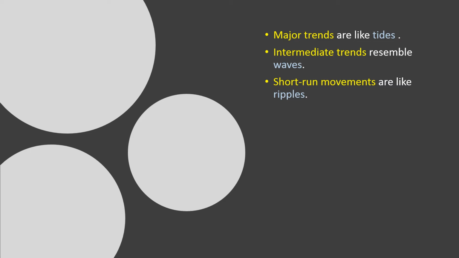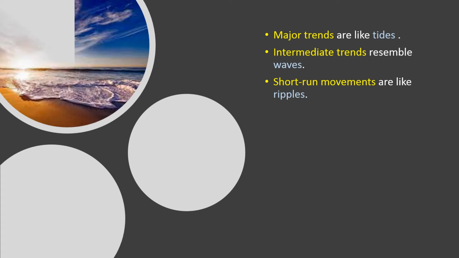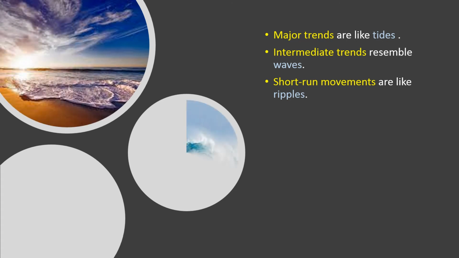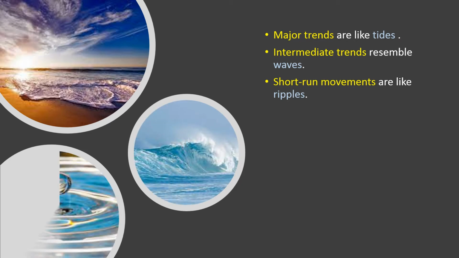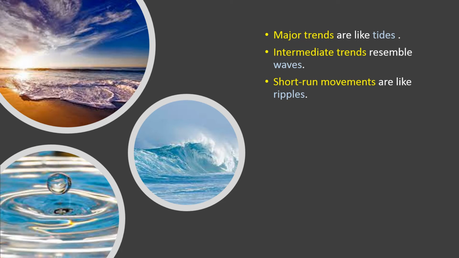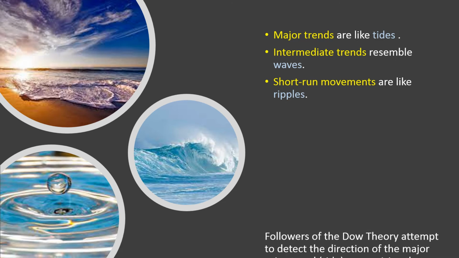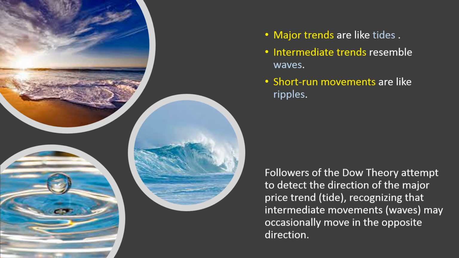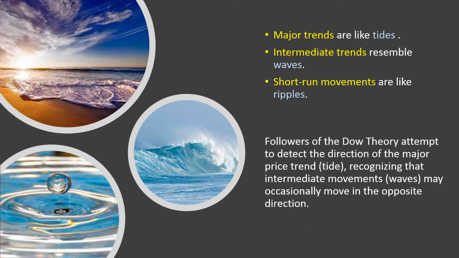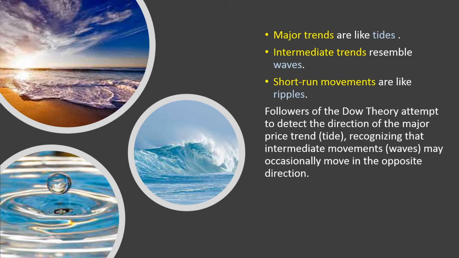Charles Dow describes stock prices as moving in trends analogous to the movement of water. He postulated three types of price movements over time. First, major trends are like tides in the ocean. Second, intermediate trends resemble waves. And third, short-run movements are like ripples. Followers of the Dow theory attempt to detect the direction of the major price trend or tide, recognizing that intermediate movements or waves may occasionally move in the opposite direction.